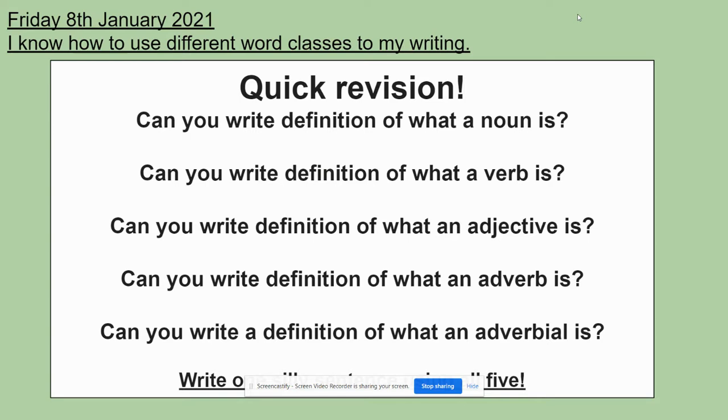So, first of all, you're used to this by now. We have our quick revision. So see if you can write down or tell somebody that might be in the room your definition of what a noun is, what a verb is. Can you write a definition of what an adjective is? Can you write a definition of what an adverb is? And then finally, can you write a definition of what an adverbial is? That was the learning that we did yesterday, which was a little bit tricky, but it's exactly the same in some ways as adverbs. So you should be able to write definitions for all of those. Then see if you can put them into a silly sentence.